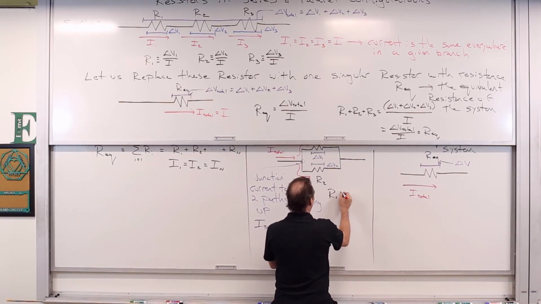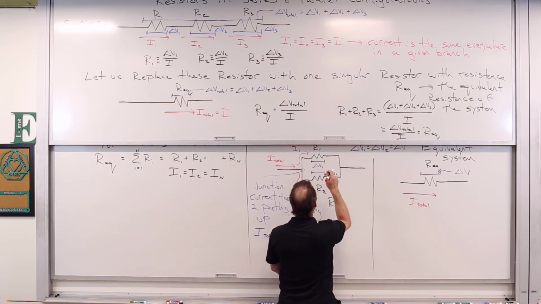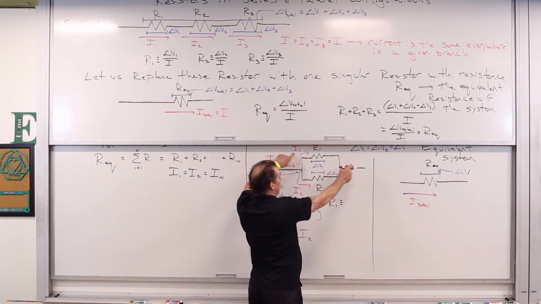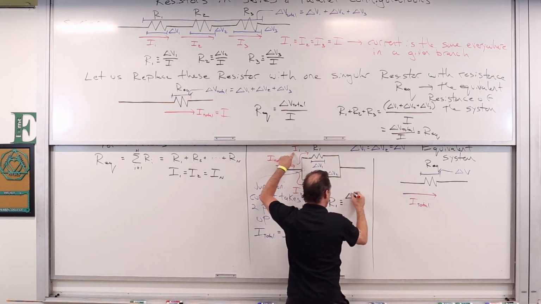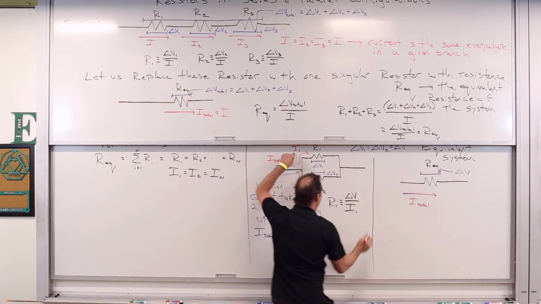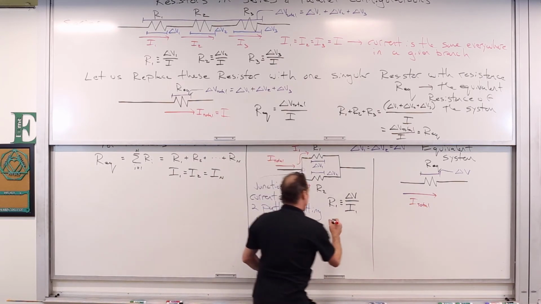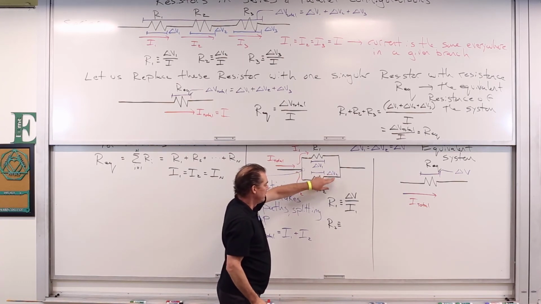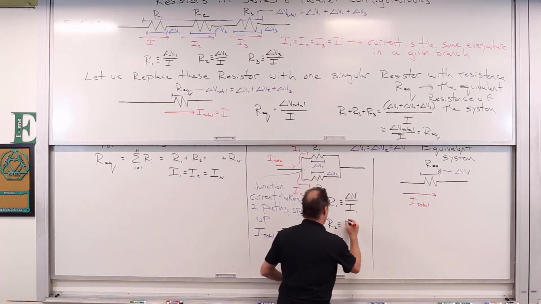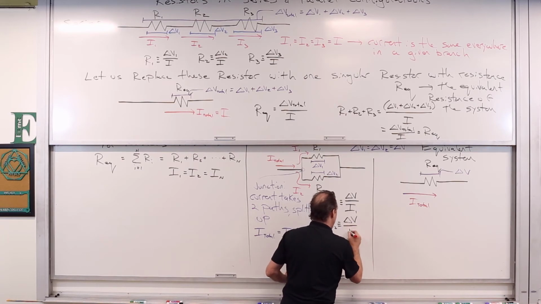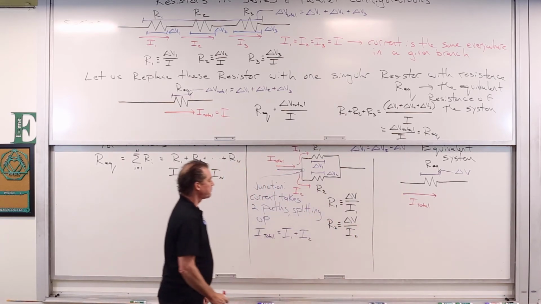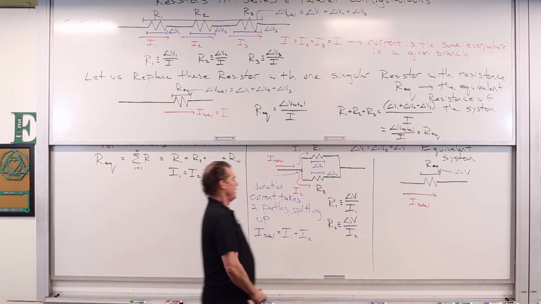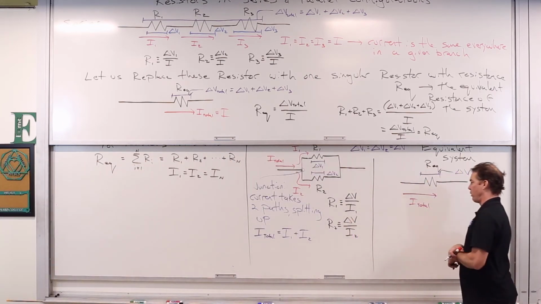So here, we've got that R1 is going to be defined as delta V1 over I1. But delta V1 and delta V2 are the same, so I'm just going to call this delta V divided by I1. And then R2 is going to be defined by the same delta V divided by a different current though, delta V divided by I2. So there's the two individual resistances in terms of the currents through them and the potential differences across them.